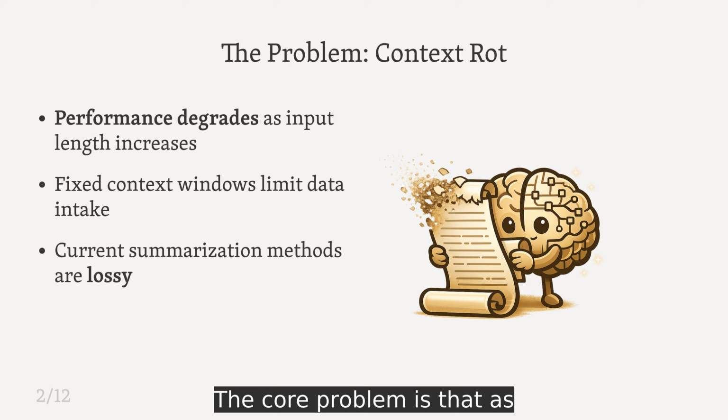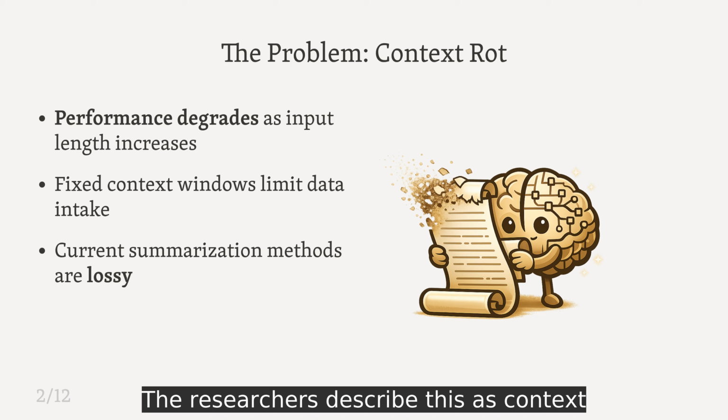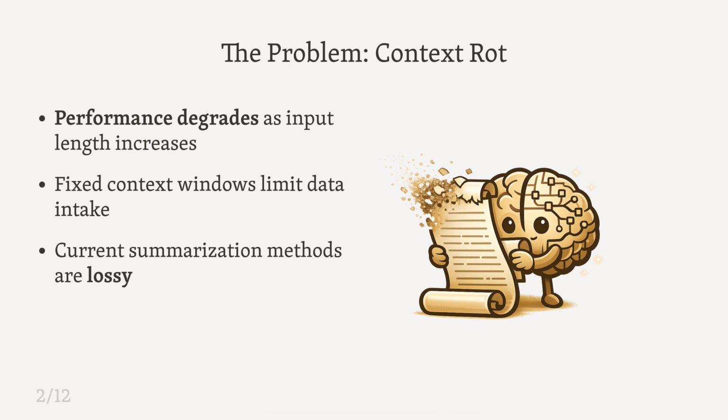The core problem is that as the input length for a model grows, its ability to reason about that data drops, often well before it hits its hard token limit. The researchers describe this as context rot. Traditional fixes, like summarizing the text or using retrieval algorithms, are lossy. They discard details that might be crucial for complex reasoning.